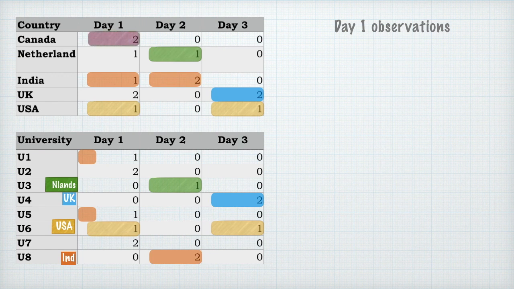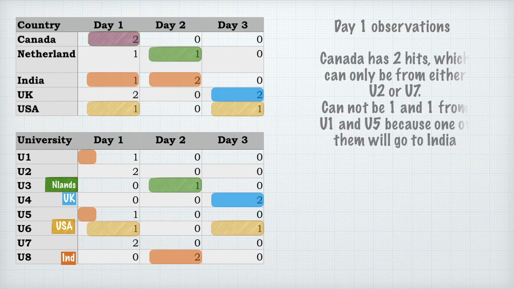I run the same process. I observe Canada has 2 hits on day 1. Now these 2 hits can only be from University 2 or University 7. Both of them have 2 hits outgoing. Can these 2 hits be one hit from University 1 and one hit from University 5?